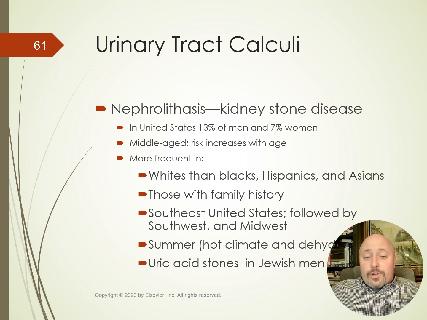It could be the result of urinary tract calculi or nephrolithiasis, a kidney stone. In the United States, 13% of men and 7% of women are eventually affected. Middle age, the risk increases as the patient gets older. It also occurs more frequently in whites and those with a family history. In the southeastern United States, followed by the southwest and the Midwest. Summer is also the more common cause due to dehydration in the hot weather.